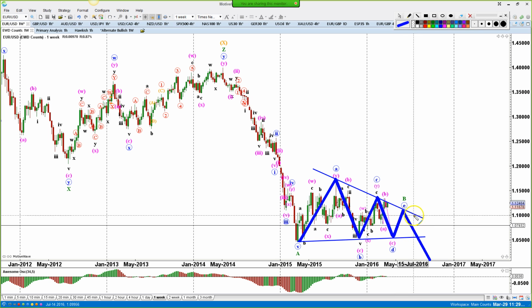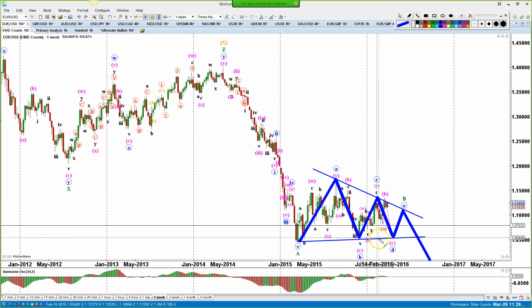So we are not going to worry about the continuation yet. We are going to focus inside the triangle. We are going to focus on the structures that we are seeing inside the triangle, and how we can trade. I'm going to lower time frames in just a moment, and how we can trade those waves inside.